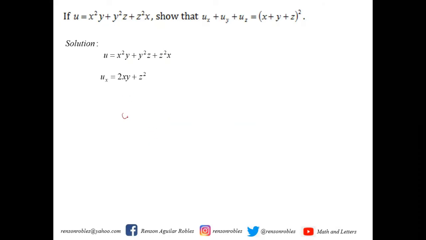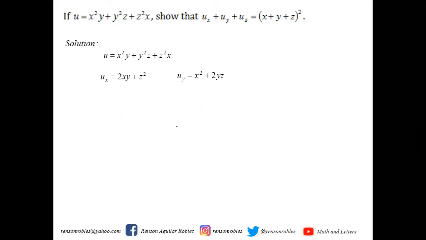And for u sub y, okay, you look for the terms containing y. For the first term, x squared is treated as constant, and the derivative of y is 1, plus z is treated as constant, and then y squared, the derivative of which is 2y, and then the derivative of z squared x is equal to 0. Therefore, u sub y is equal to x squared plus 2yz.